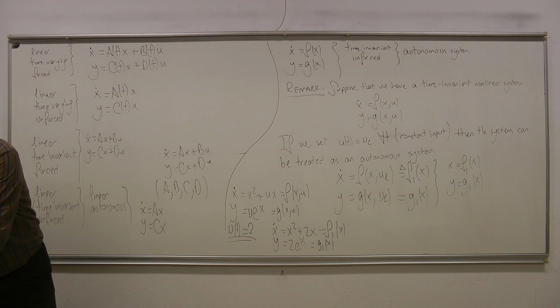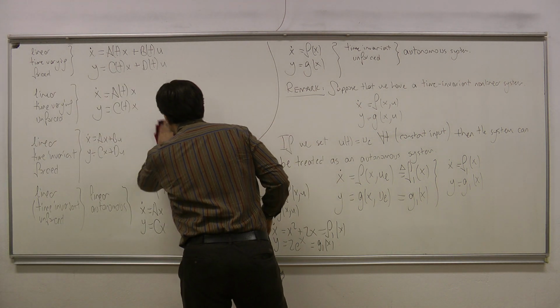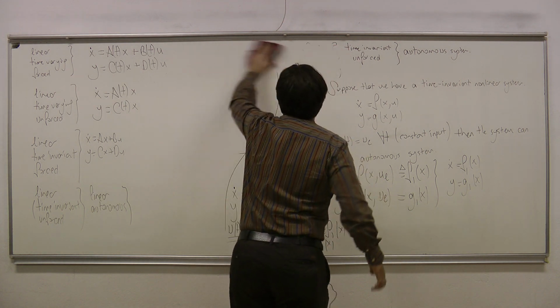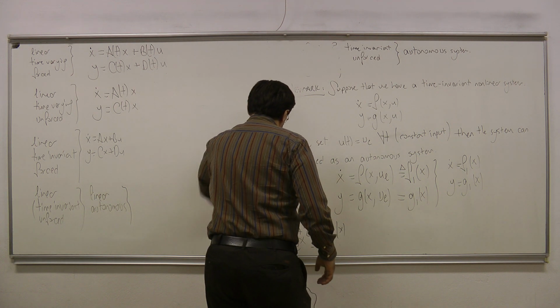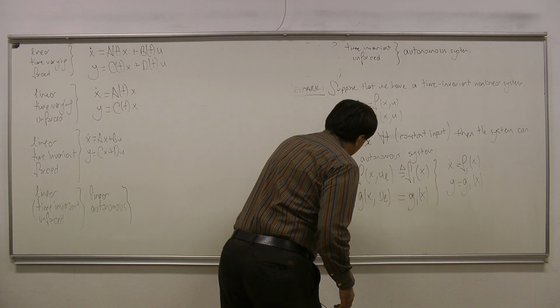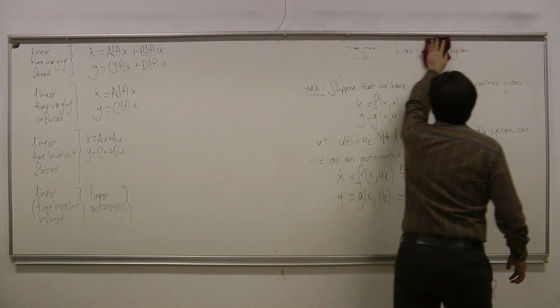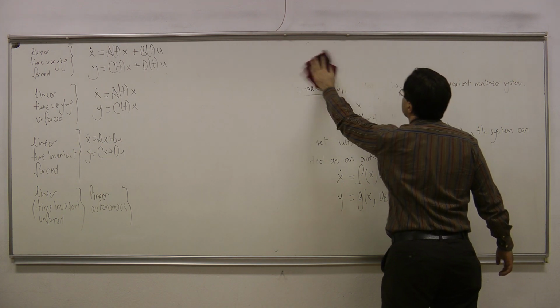So this actually completes the different types of systems. Sorry, I have erased that. Now we can go into the part related to the so-called equilibrium points, which is probably the most important concept in nonlinear control and the analysis of nonlinear systems.